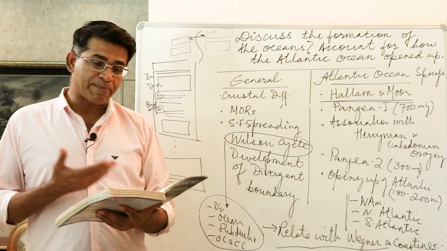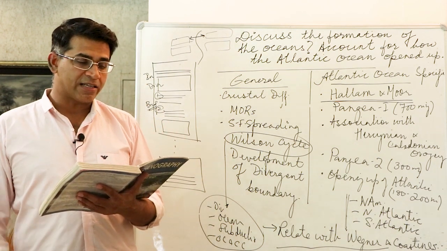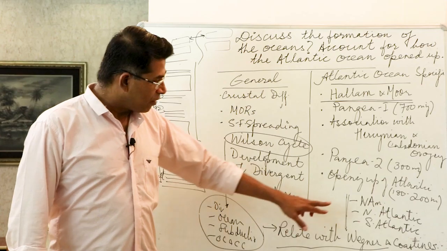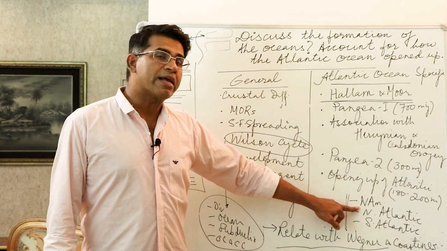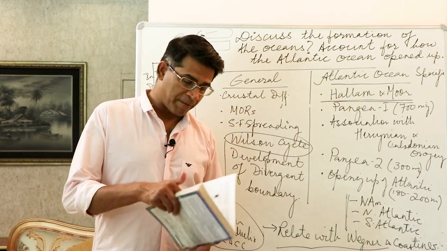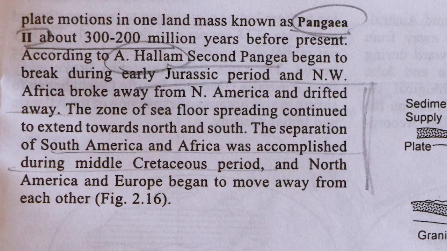Look at the next page. First line it says, Pangaea 2 is formed around 300 million years. And according to Hallam, the second Pangaea began to break up during early Jurassic, and Northwest Africa broke away from North America. So first, North America breaks away from Africa and the North Atlantic is formed. And thereafter, we have the other developments.